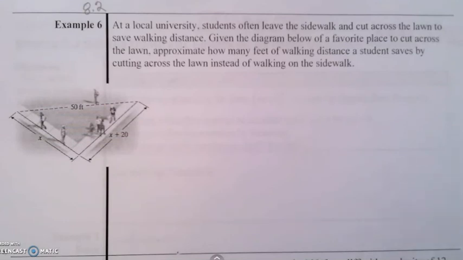So let's start by understanding the problem, and in order to understand it, we want to read it at least once, usually twice. At a local university, students often leave the sidewalk and cut across the lawn to save walking distance. Given the diagram below of a favorite place to cut across the lawn, approximate how many feet of walking distance a student saves by cutting across the lawn instead of walking on the sidewalk.